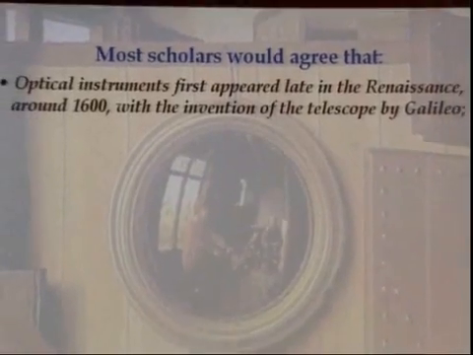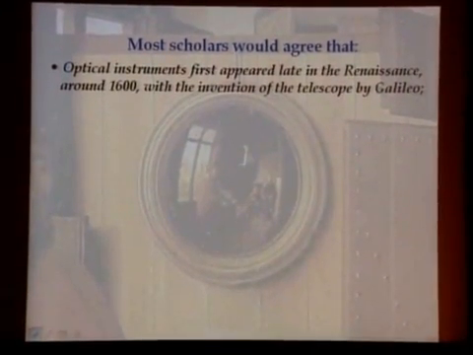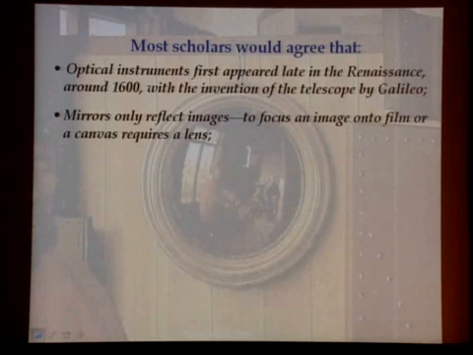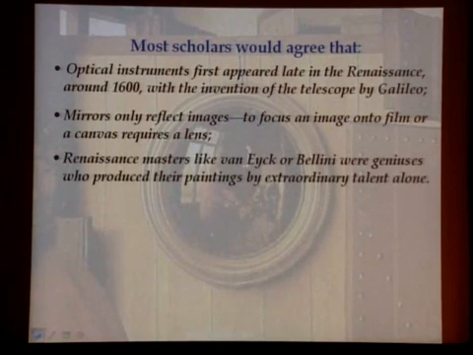Most scholars would agree that optical instruments first appeared late in the Renaissance with the invention of the telescope by Galileo. Now, if you're an expert, you know, well, Galileo didn't invent the telescope. People say he kind of stole the idea from a Dutchman at the time. But the year 1600 or 1598, nobody disagrees with that. If you want to project an image, you need a lens. Mirrors only reflect images. You just go to the restroom, convince yourself of that. Van Eyck, Bellini, these were Renaissance masters that worked by sheer genius alone. If what I'm going to show you this afternoon is true, all of these statements are false.